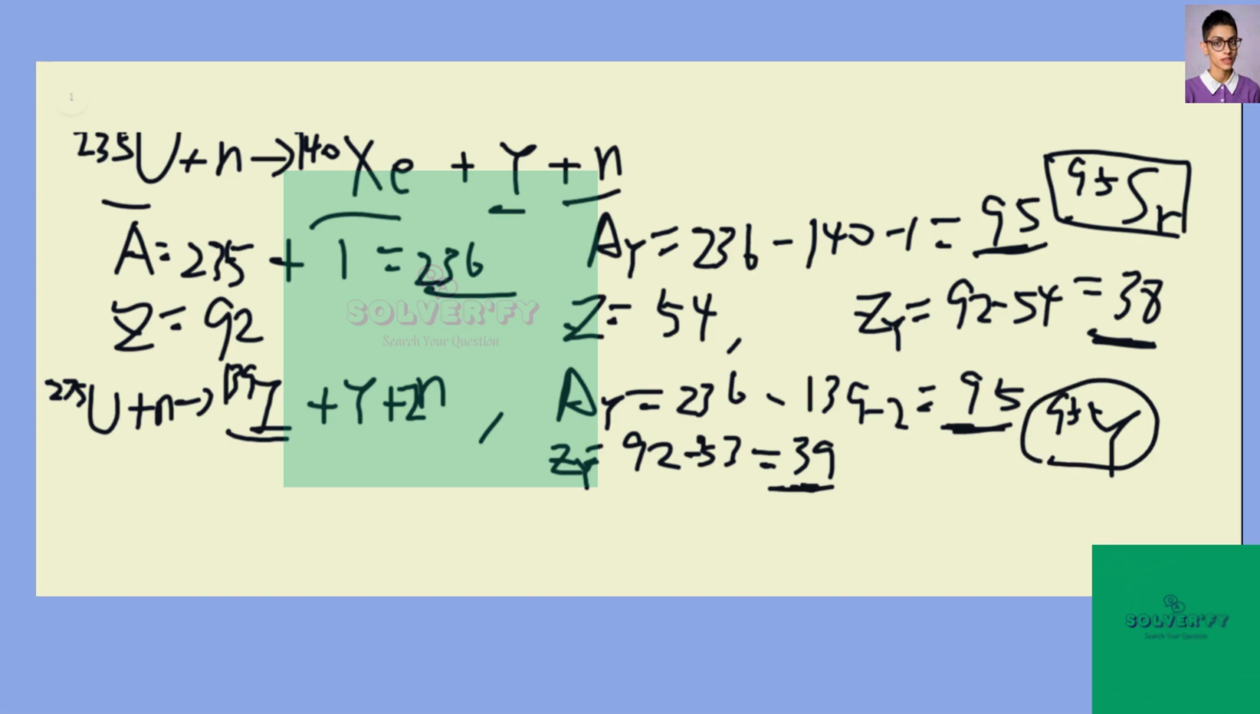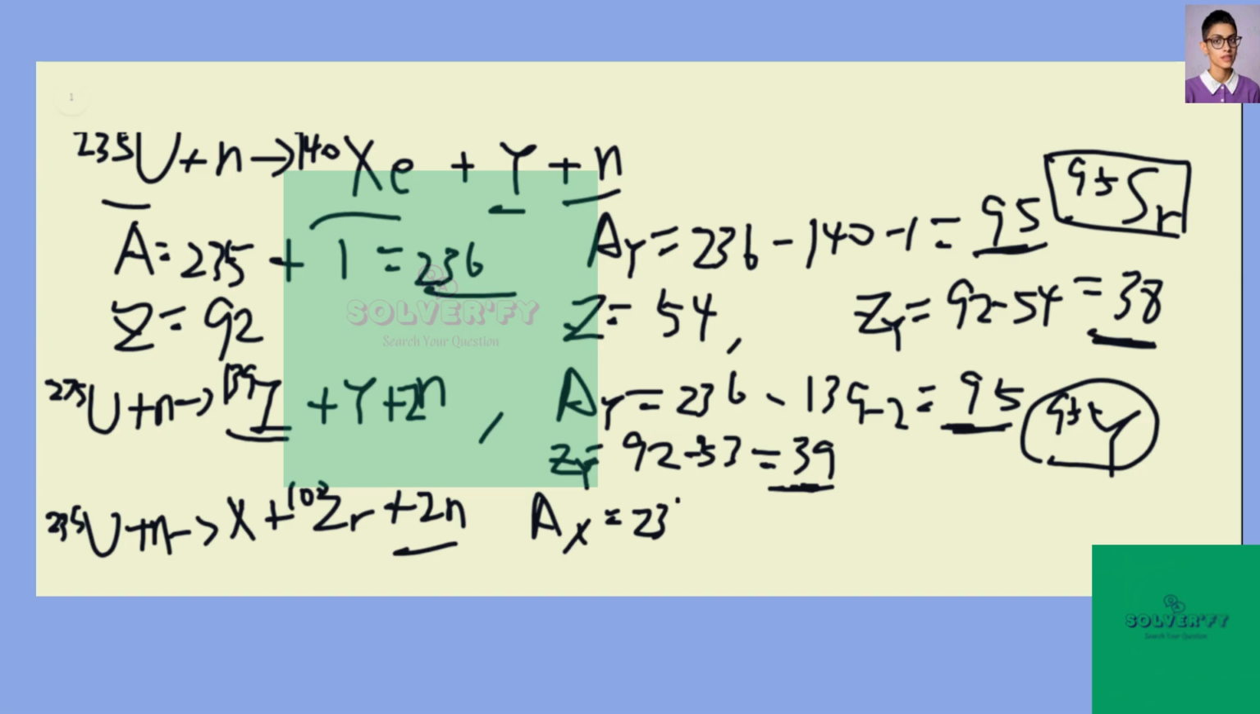Okay. And for the third one, we have the reaction uranium 235 plus N. It becomes some unknown element plus zirconium 100 and plus 2N. So we can see that the total mass of the X will be equal to 236 minus the mass of the zirconium, which is 100, and minus 2.